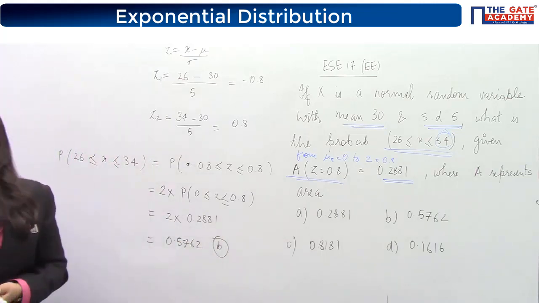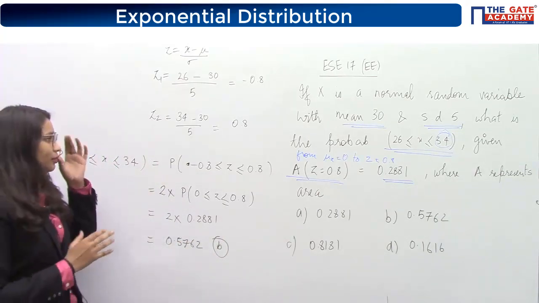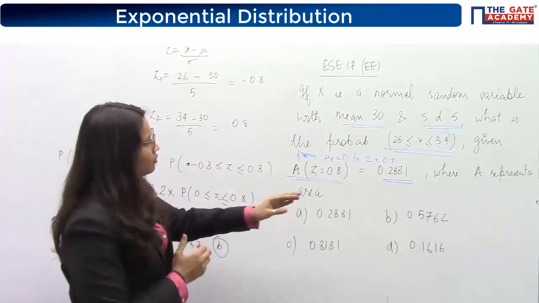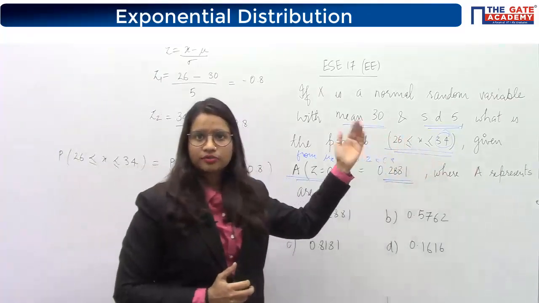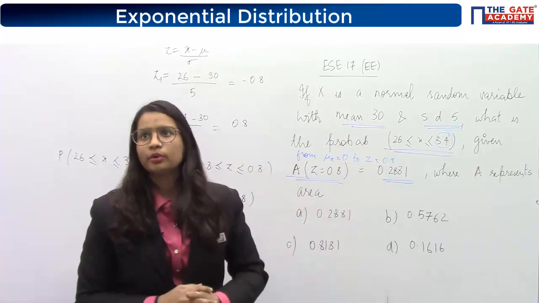So if the question comes from this topic in this way also, then it's also easy. What you have to do is just convert your x values into z values and look for the areas that are being given to you in the question.